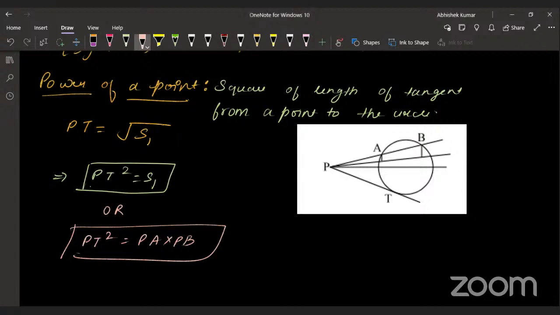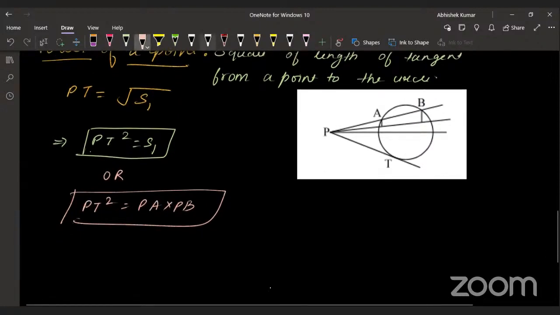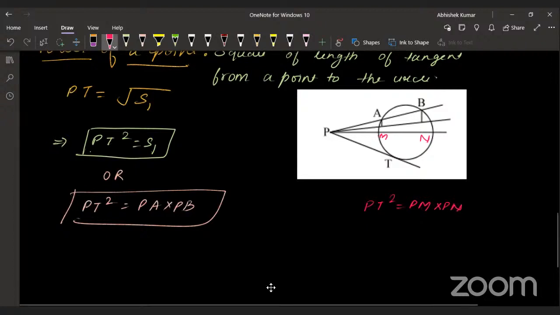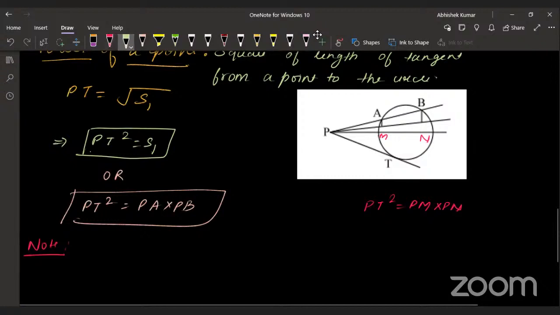Clear. And also there is one thing, power of a point will always remain constant with respect to a circle. What does that mean? Let's say this is M, and that is N. So PT square will also be equal to PM into PN. So the value of PT is not going to change if you change the chord which you are taking to derive this result. Is that clear? So I'm writing that as a note, that power of a point remains constant with respect to a circle.